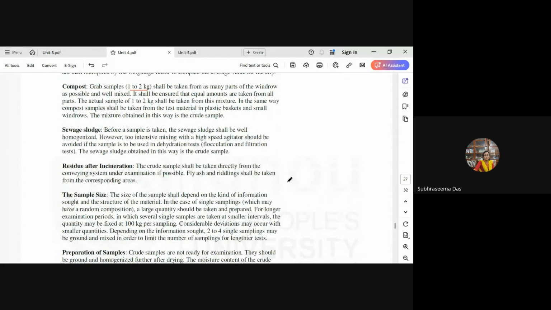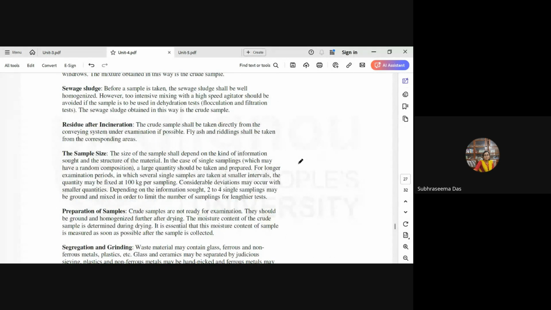Then the residue that is obtained after incineration. The crude sample is taken directly from the incineration area. The fly ash can also be taken from these corresponding areas. The sample size depends on the kind of information sought. For longer examination periods where several single samples are taken, the quantity may be fixed at 100 kg per sampling. So it actually depends on the type of test that needs to be performed.